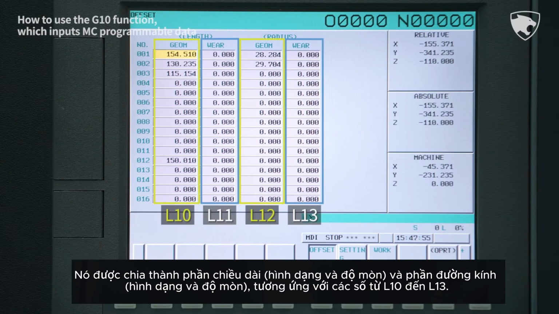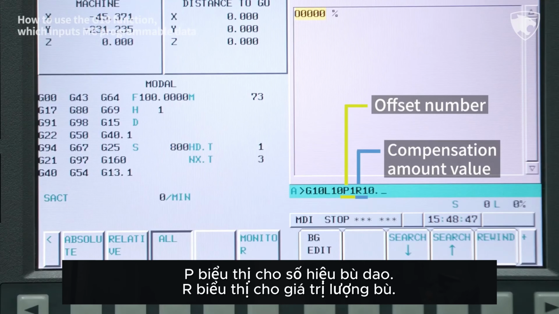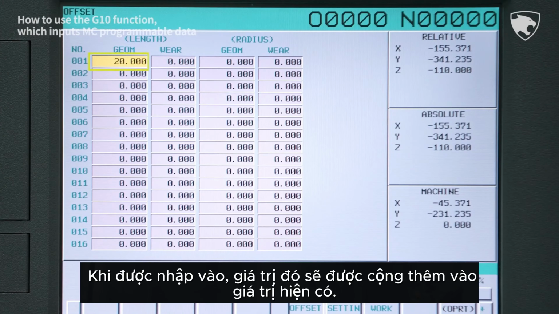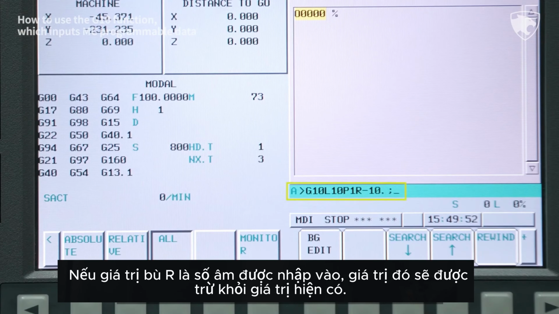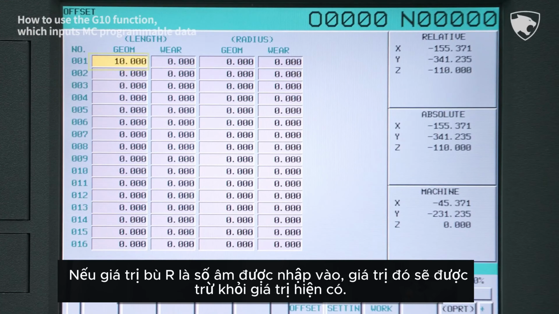It is divided into length shape and wear and diameter shape and wear according to numbers L10 to 13. P stands for the offset number. R stands for the compensation amount value. When it is entered, it is added to the existing value. If the minus compensation amount R value is entered, it is subtracted from the existing value.